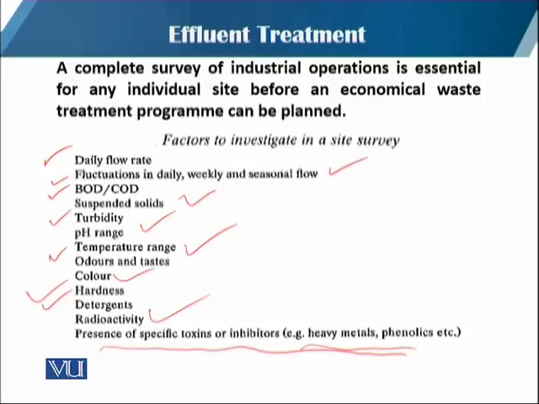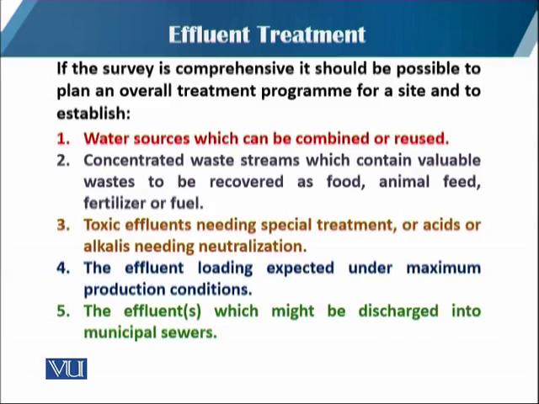While selecting the effluent treatment as an economical waste treatment program, these are the different factors which we have to first survey in the effluent produced through the fermentation process. If the survey is comprehensive, it should be possible to plan an overall treatment program for the site. The first one is the water source which can be combined or reused, the strategy to reuse the water. The second is the concentrated waste stream which contains valuable waste to be recovered as food, animal feed, fertilizers, or as a fuel. If there is any possibility to recover such byproducts, they can be used.